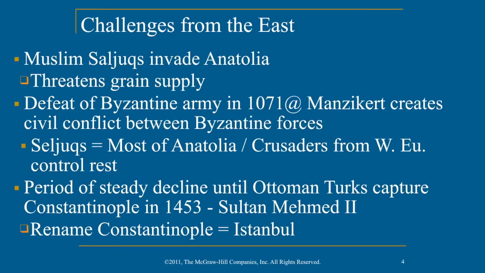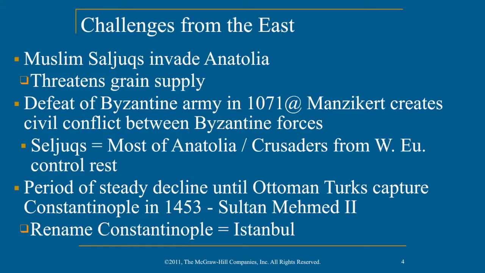The challenges from the east. The Muslim Seljuks actually invade Anatolia, which is the area, that little peninsula that the Byzantine Empire sits on. And they originally threatened the grain supply. Remember that if we go back to the Roman Empire worked under a system of having kind of areas of trade or areas of control that they were able to get things that they wanted or needed, specifically food.